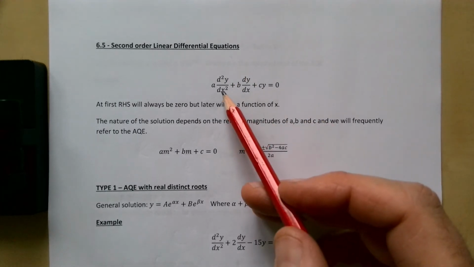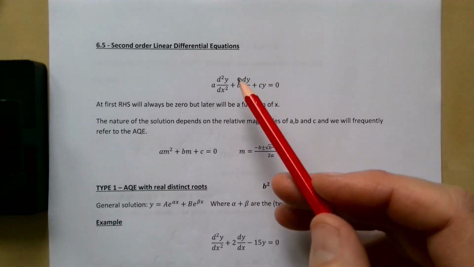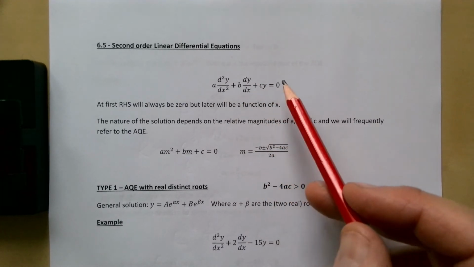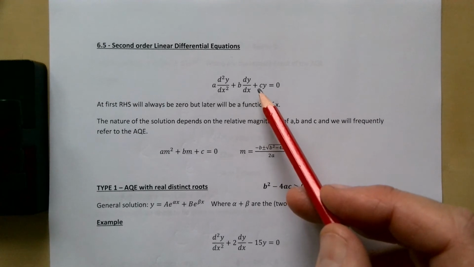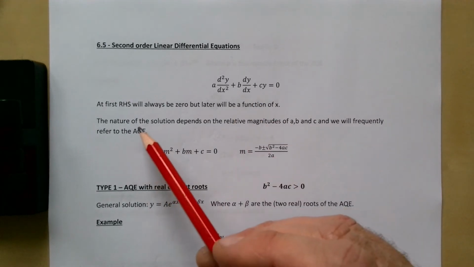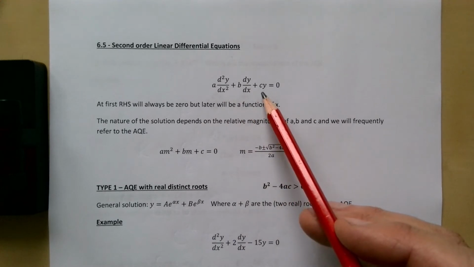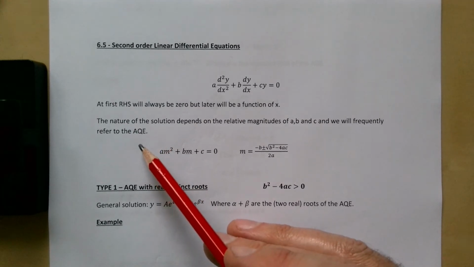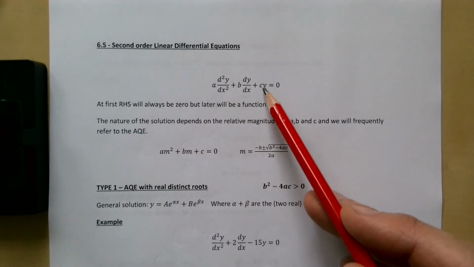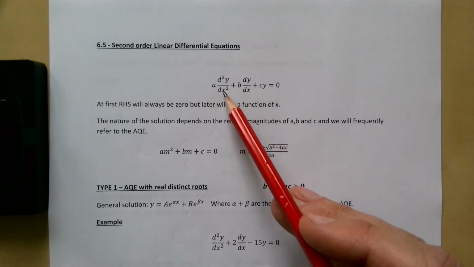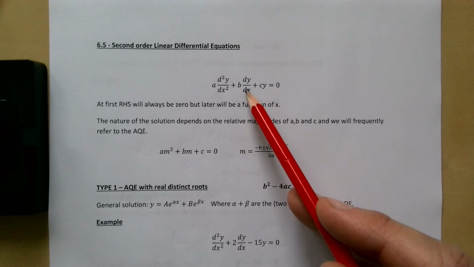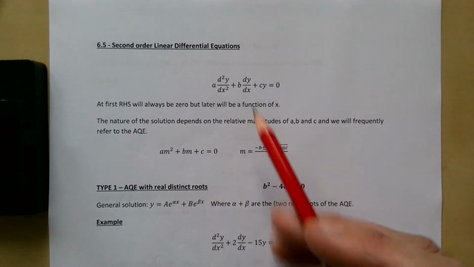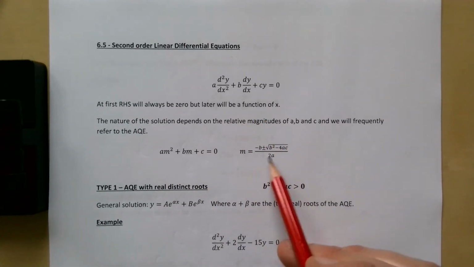The standard form of our second order differential equations is a d2y by dx squared plus b dy by dx plus cy equals 0. The nature of the solution is dependent on the sizes of a, b and c, and we frequently call it the AQE, the auxiliary quadratic equation. If we let d2y by dx squared be m squared, dy by dx be m, and y be just 1, then we get am squared plus bm plus c, and it depends on the values you get out for m.